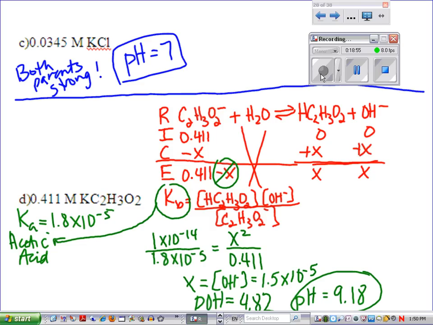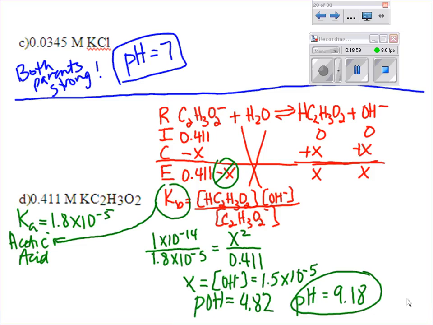Yes, everybody? Okay. You ended up with a pOH of 4.82. And we know that can't be the pH because it's supposed to be basic, so we have to get on the right scale. And our pH ended up to be 9.18. And that, my friends, is hydrolysis. And we'll do hydrolysis of polyprotic stuff tomorrow as well.